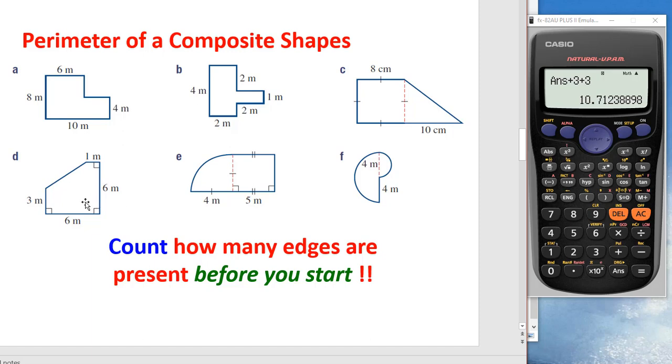Similarly with this one here, I'll just quickly show you how to think about that one there. Well, you've got a 6, a 6, a 1 and a 3. We don't have this one here. How can we figure that out?